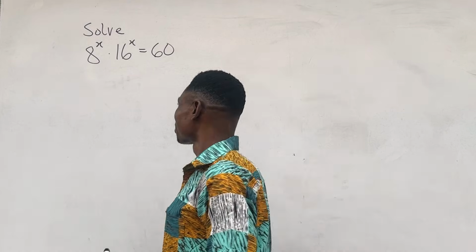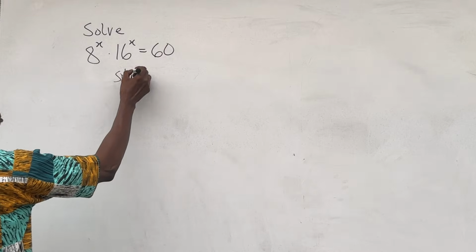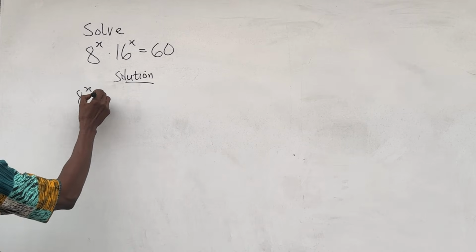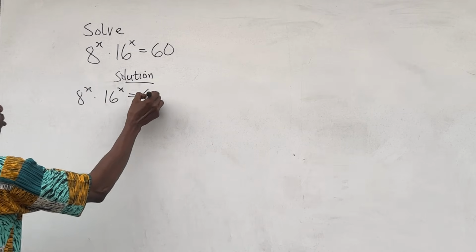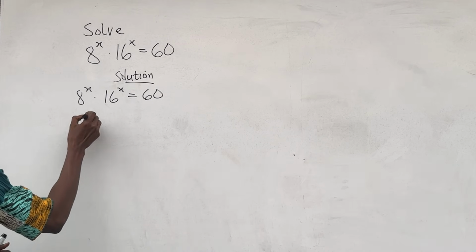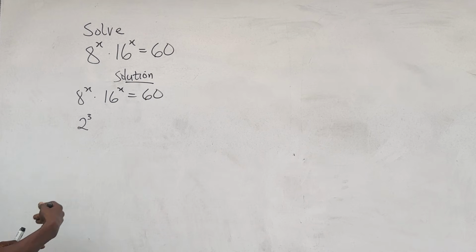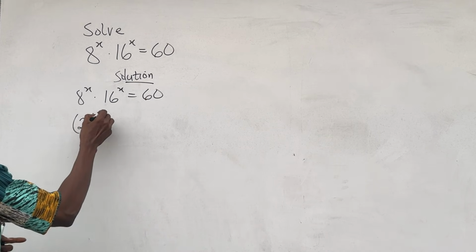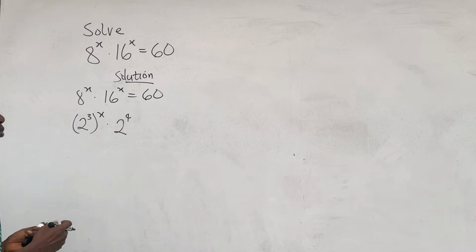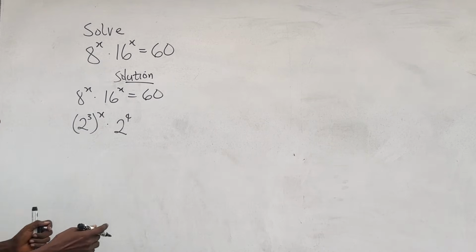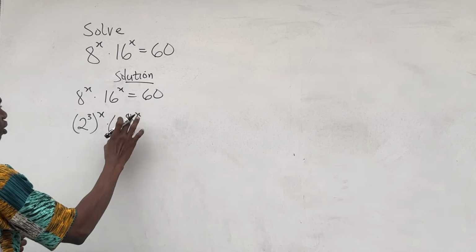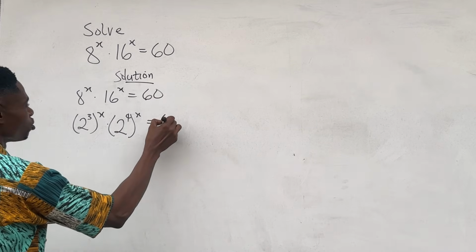Let's go. So, solution. Now our question is 8 raised to the power x multiplied by 16 raised to the power x equal to 60. This is our question. Now 8 can be written as 2 raised to the power 3 because 2 multiplied by 2 multiplied by 2 is 8. So this raised to the power x multiplied by 16 is 2 raised to the power 4, raised to the power x, equal to 60.